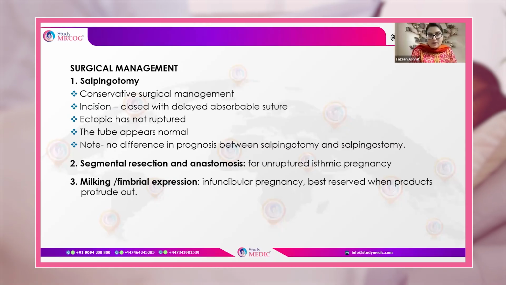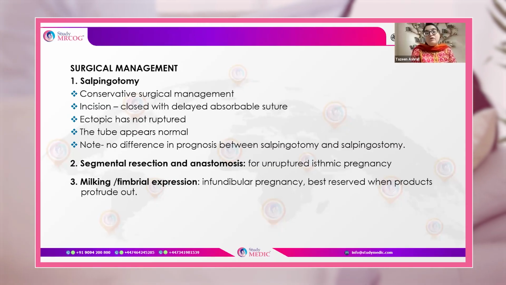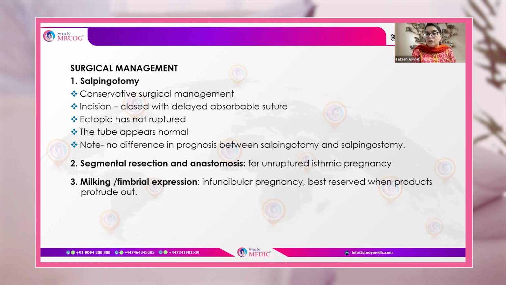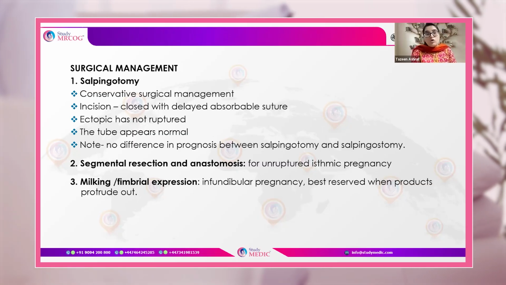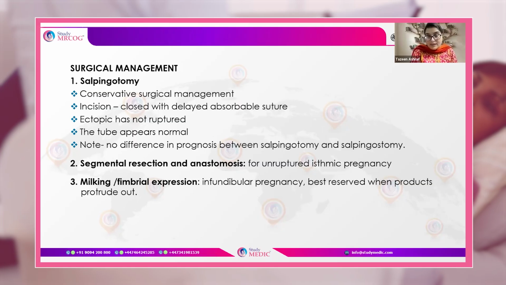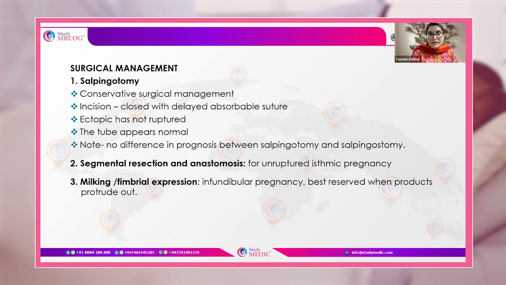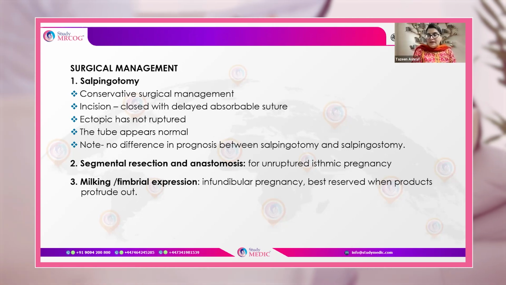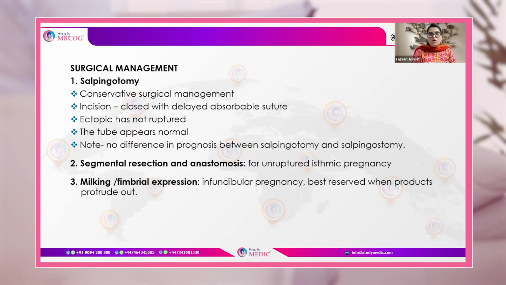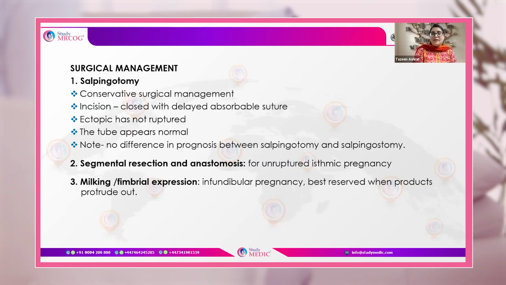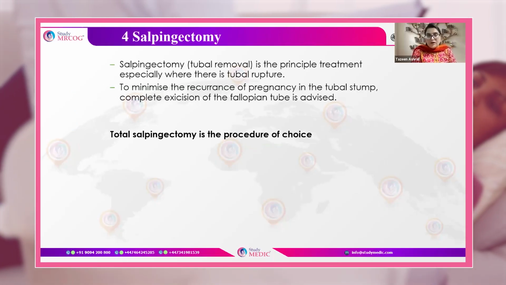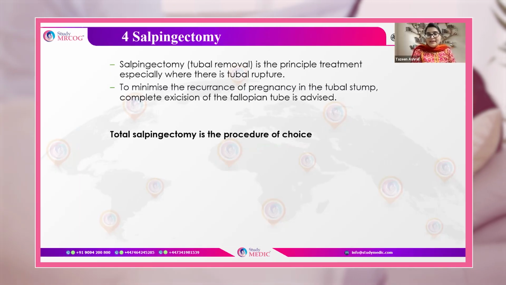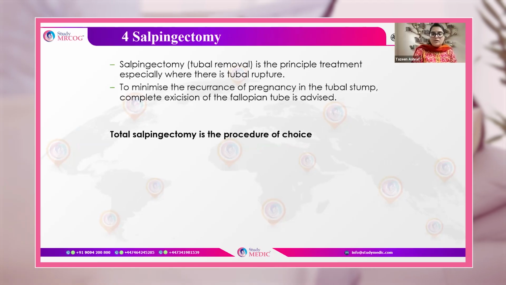Surgical management can be in the form of salpingotomy. If we want to conserve the tubes, an incision is made in the tube and then only the pregnancy tissue is removed. However, there can be risk of remaining trophoblastic tissue, so we need to follow up these patients, and there can be recurrence in the next pregnancy as well. Segmental resection and anastomosis can be carried out. Milking and fimbrial expression can be carried out. And salpingectomy is the principal treatment which is carried out in ectopic pregnancies. If the other contralateral tube is healthy, then salpingectomy is the procedure of choice which should be carried out in case of ectopic pregnancy.